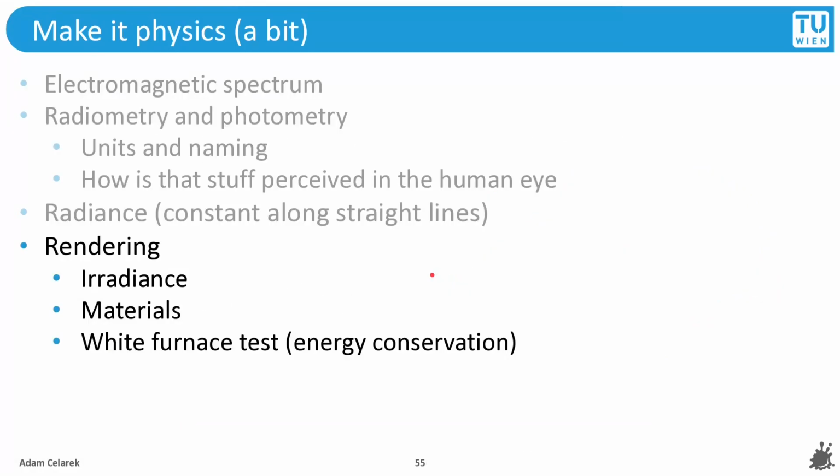We will now cover some more physics that we will need later for rendering. Irradiance, it is the incoming light we've basically seen before, but we will have a brief repetition. Then we will take a look at materials, but just very briefly, and we will see what the white furnace test is. It's a test for energy conservation, and it is also very important.